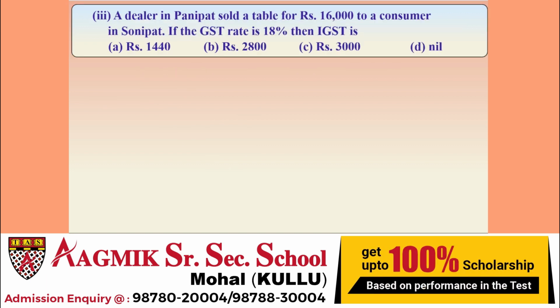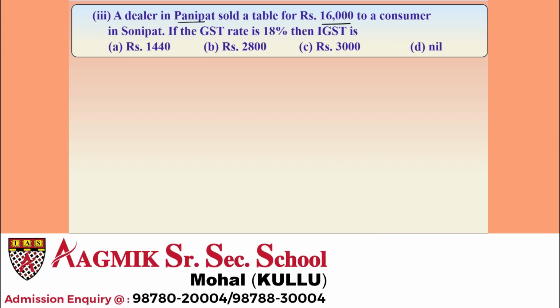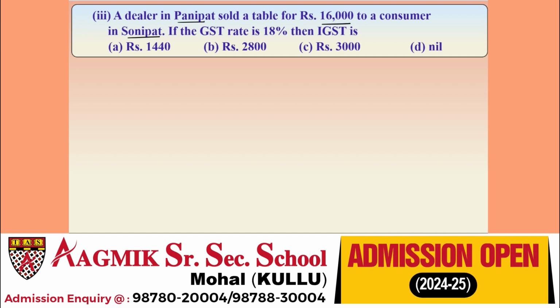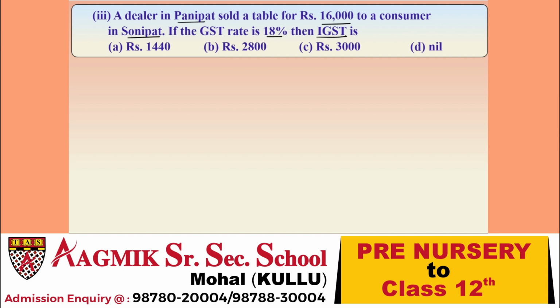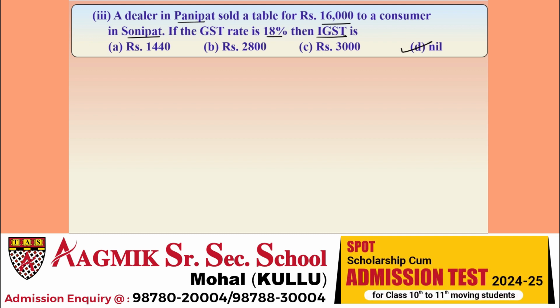Third is a dealer in Panipat, which is in Haryana, sold a table for 16,000 to a consumer in Sonipat, which is also in Haryana. So the GST rate, if it is 18%, what is IGST? Now since the state is same, so that means your IGST would be 0. That means D option nil.